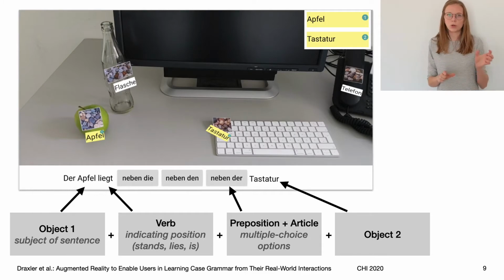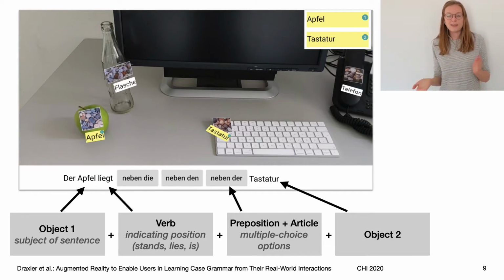Specifically, the quizzes were constructed as follows. First we had a first object that was the subject of the sentence, then a verb that indicated the position, either stands or lies, depending on the object. Then we had the multiple choice options for preposition plus article. This was derived based on the real world position of the two objects, so to the left, behind, in front, and so on. And then we had the second object.